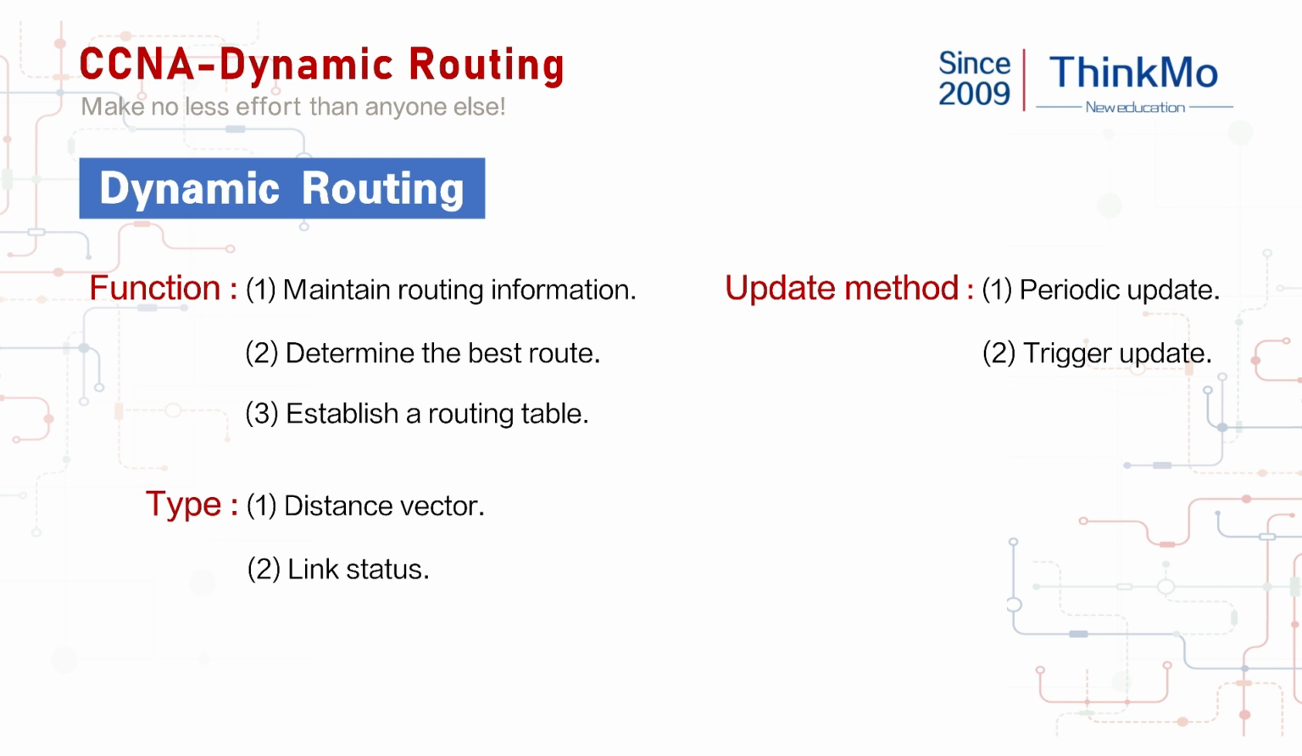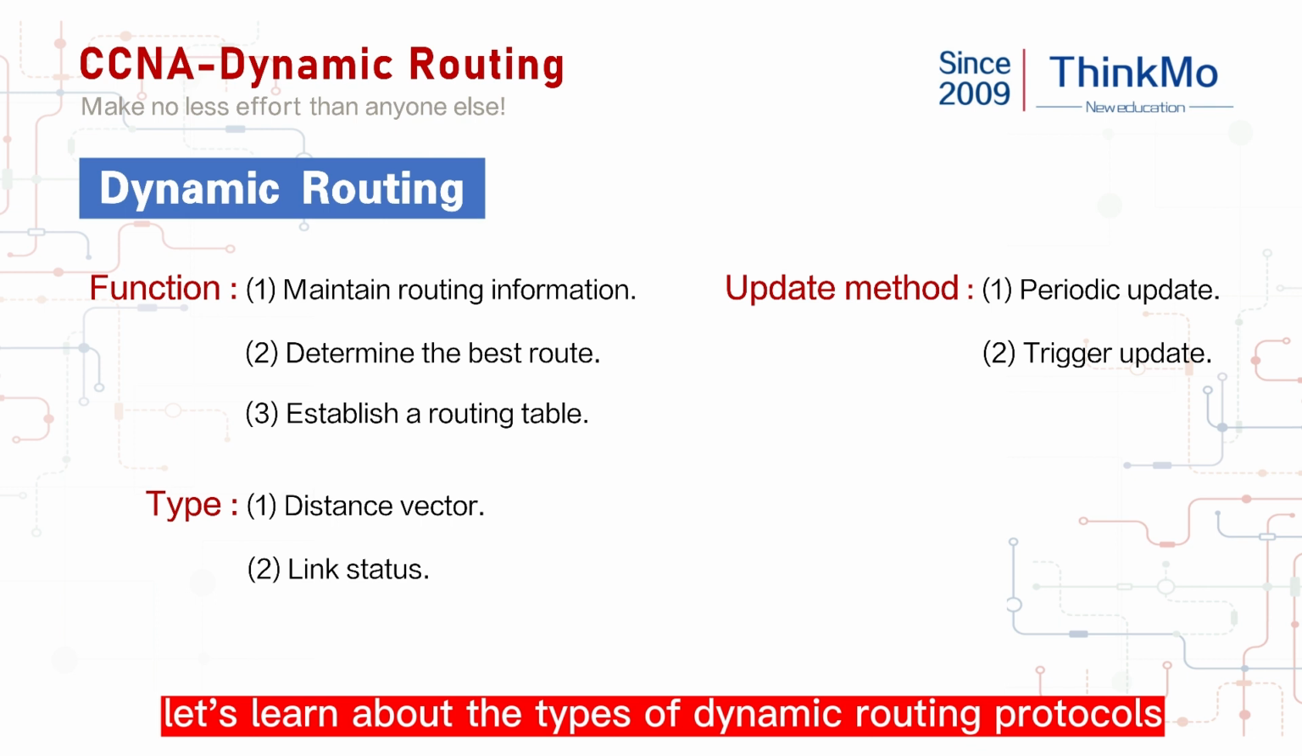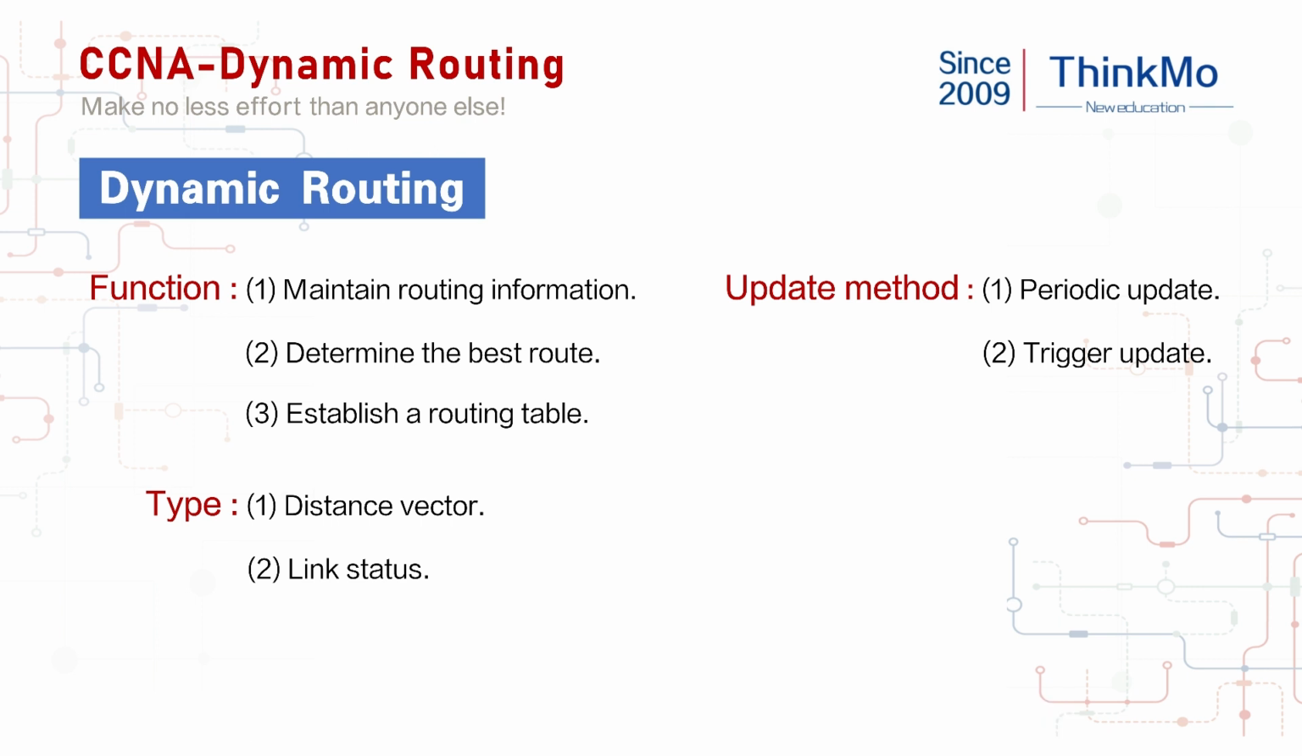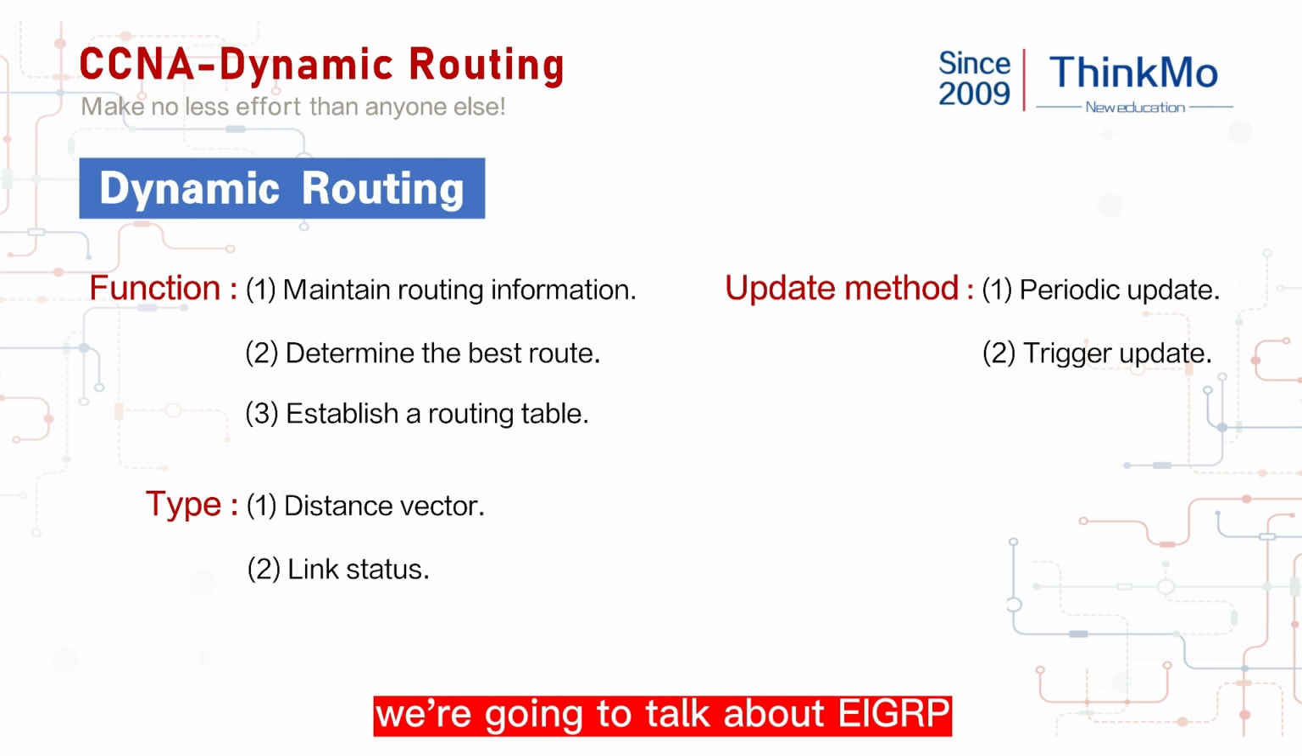Next, let's learn about the types of dynamic routing protocols. From the point of view of the algorithm, there are two: one is distance vector, and one is link state. Then we're going to talk about EIGRP. What kind of protocol is EIGRP? It belongs to the distance vector type. It is updated in real time. It is a distance vector routing protocol.